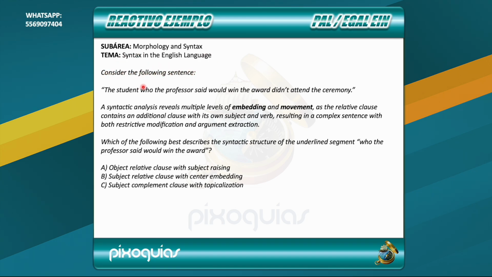The student who the professor said would win the award didn't attend the ceremony. A syntactic analysis reveals multiple levels of embedding and movement, as the relative clause contains an additional clause with its own subject and verb, resulting in a complex sentence with both restrictive modification and argument extraction.